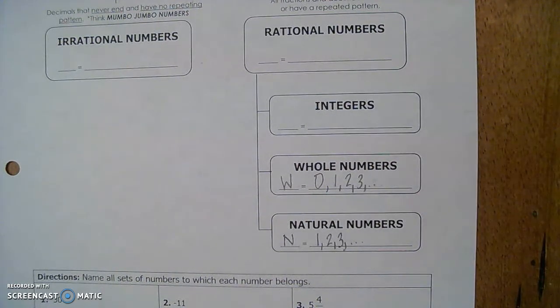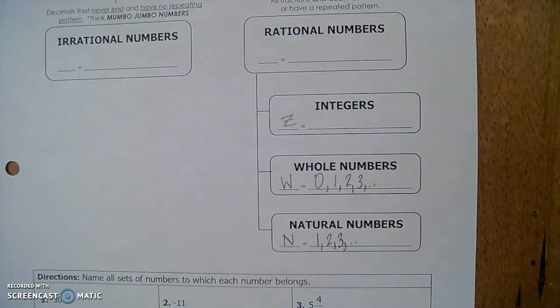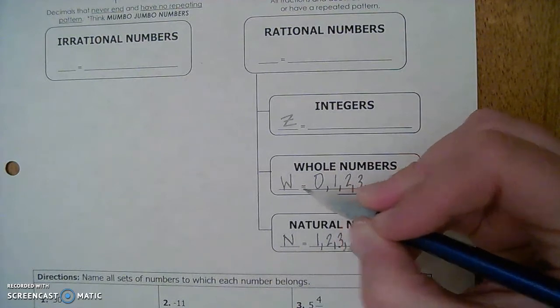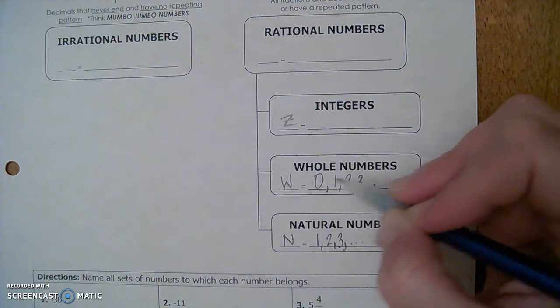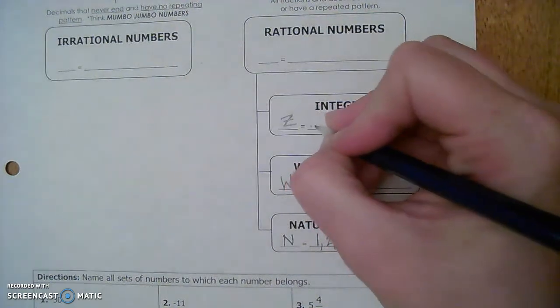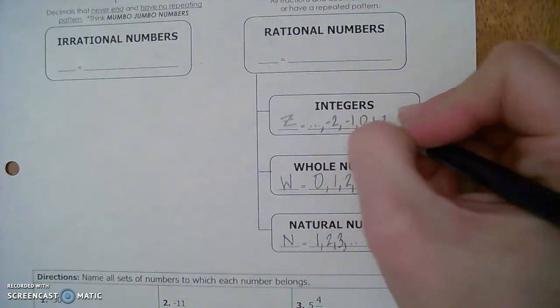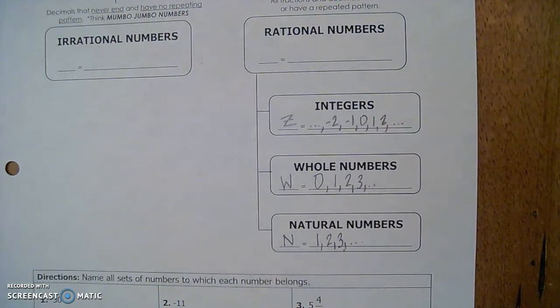For integers, we do not get to use the letter I, we use the letter Z. Integers are whole numbers and their opposites. So in math, opposites are negatives. So the opposite of 1 is -1. The opposite of 2 is -2. So these start -2, -1, 0, 1, 2, and then they keep going in both directions. So all three of these, there are no fractions or decimals.